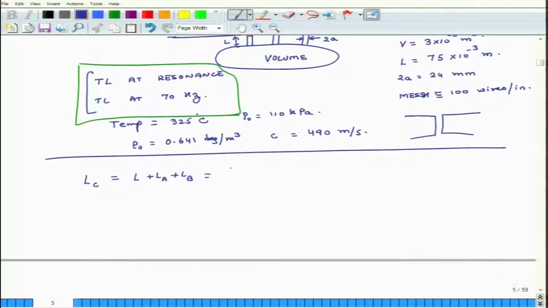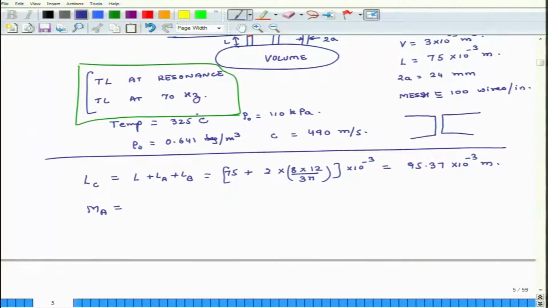What is L? L is 75 millimeters, and LA will be the same as LB because both the ends are flanged. So, this will be 2 times 8 times A divided by 3 pi, and all these are in millimeters, so I have to multiply by 10 to the power of minus 3. So, what I get is 95.37 into 10 to the power of minus 3 meters. Now, I can use this LC to compute acoustic mass.